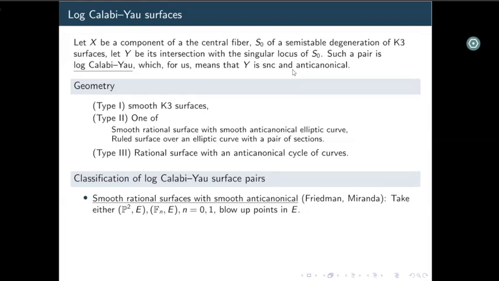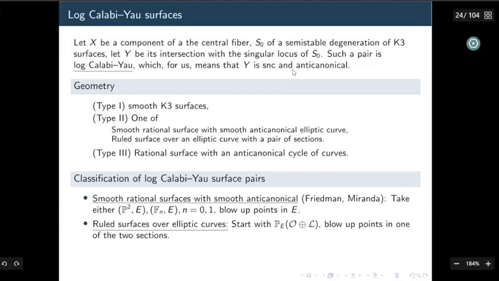Okay, so these things can be classified. I think generally speaking, there's a classification in all types. So for smooth rational surfaces with a smooth anticanonical, this goes back to Friedman and Miranda. So you basically take some sort of basic pair, so P2 or Fn plus a smooth anticanonical, and you start to blow up points in the anticanonical, and eventually you'll get to where you want to go. Similar things happen for ruled surfaces over elliptic curves. You just take a split projective bundle over your elliptic curve, and you blow up points in one of the two sections.